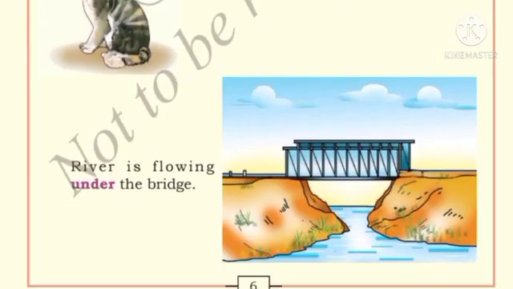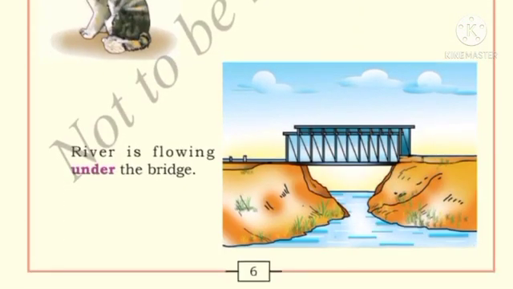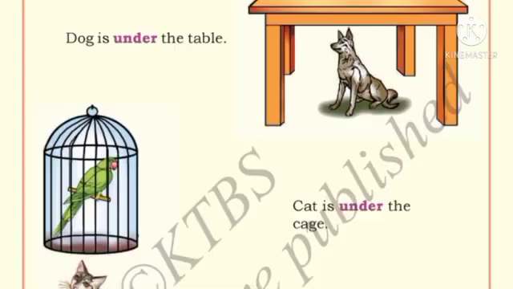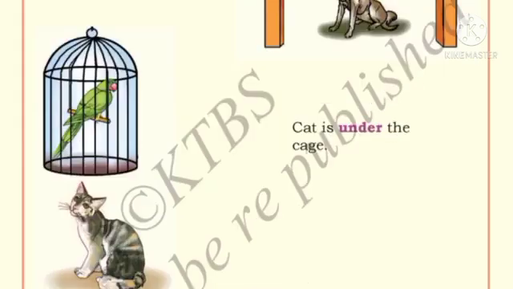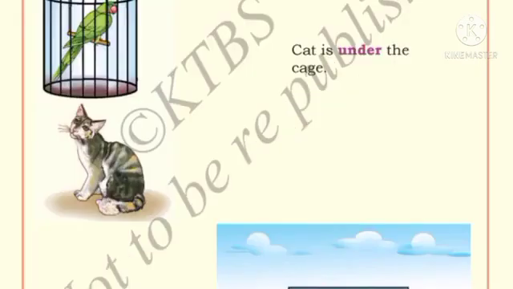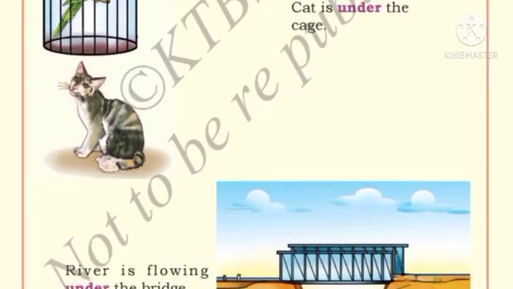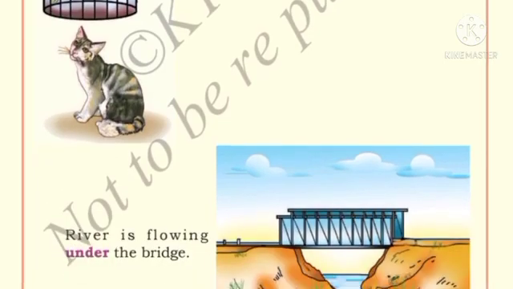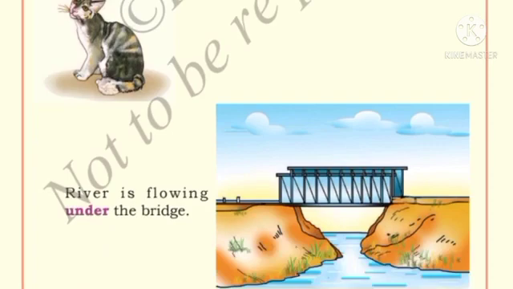Now see here, under means inside that. The dog is under the table. The dog is inside the table. The cat is under the cage. See here, the cat is there down the cage, so it is under the cage. Now the river is flowing under the bridge. Where is the river flowing? Down to the bridge.